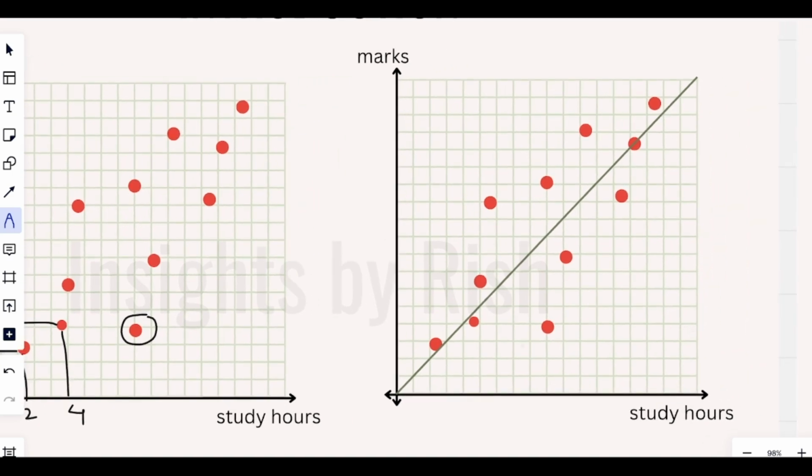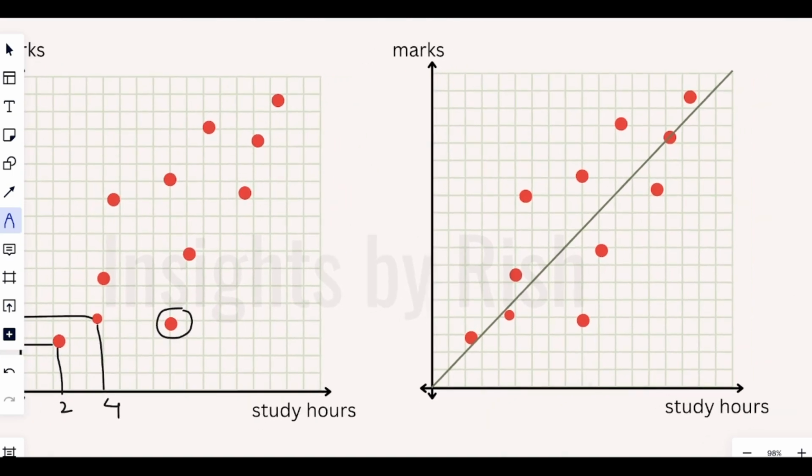For example, consider this example. Here on the x-axis we have study hours and on the y-axis we have marks. Now as the study hours increase, as we start studying for more and more hours, the marks also increase. So this is a dependent variable and this is your independent variable. As your independent variable, that is the number of hours you study, is increasing, your marks, that is your dependent variable, is also increasing. That is, your marks are directly dependent on your study hours.